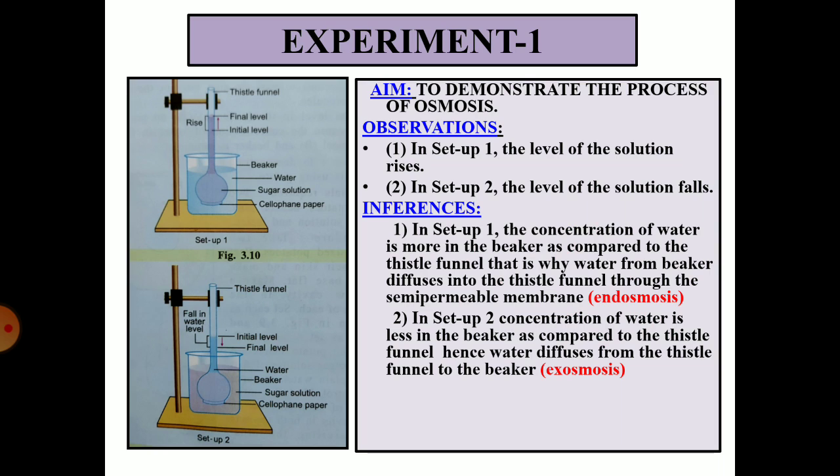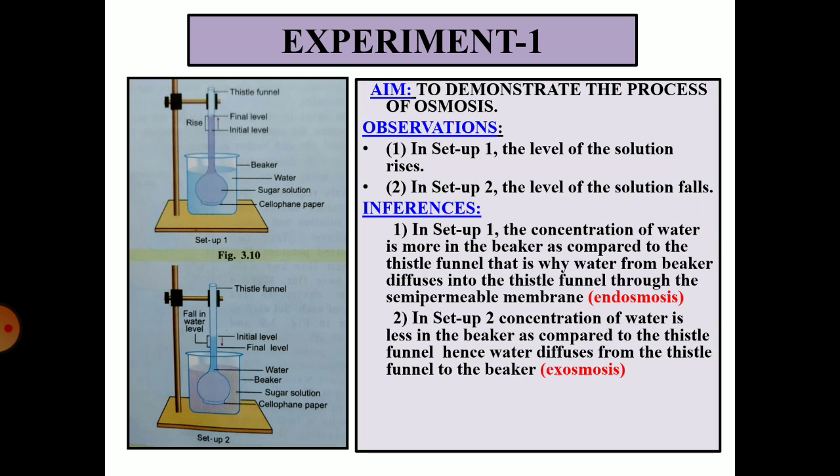Set up a thistle funnel as shown in the figure. Inside the thistle funnel, in the first arrangement, that is setup 1, place sugar solution and cover the end of the thistle funnel with the help of cellophane paper. Now, place this thistle funnel in a beaker containing pure water. Suppose the concentrated solution in the thistle funnel is say 20%.